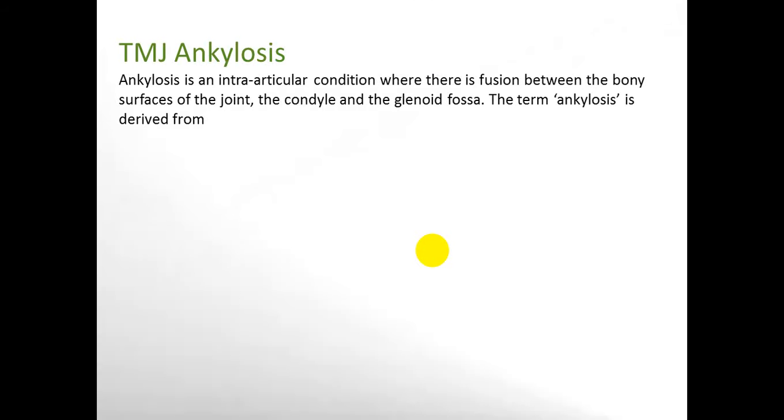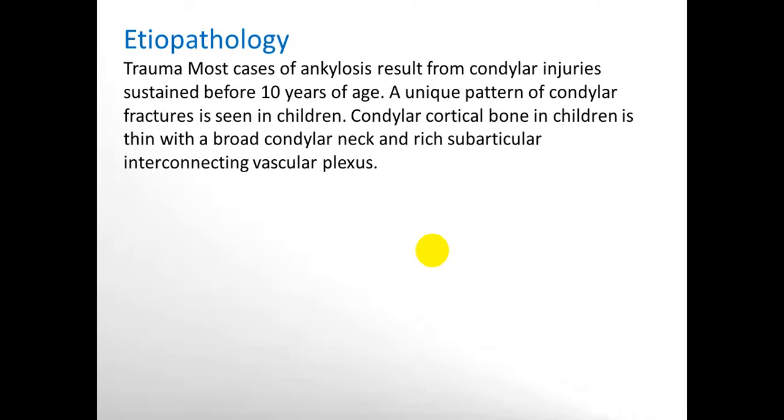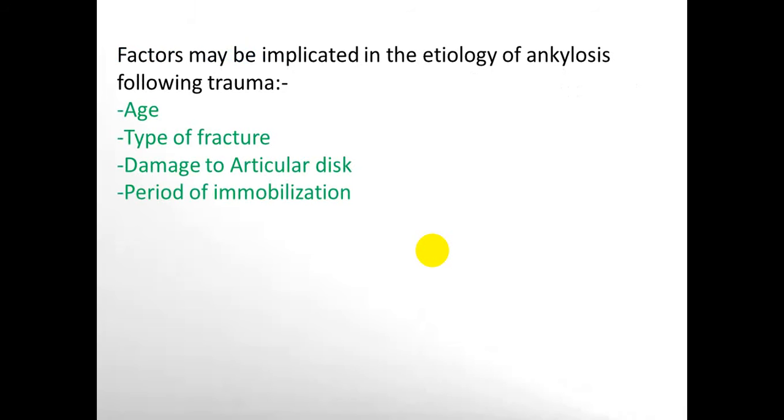TMJ ankylosis is an intra-articular condition where there is a fusion between the bony surfaces of the joint, the condyle and the glenoid fossa. The etiology: ankylosis results mostly from condylar injuries sustained before 10 years of age. The factors that may be implicated in the etiology of ankylosis include age, type of fracture, damage of the articular disc, and period of immobilization.